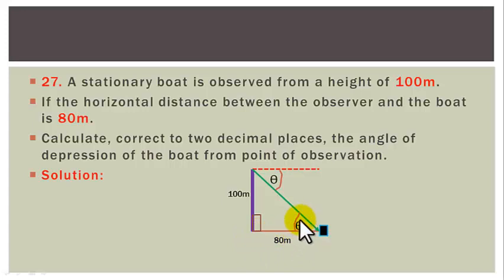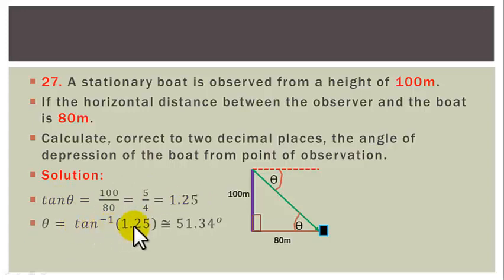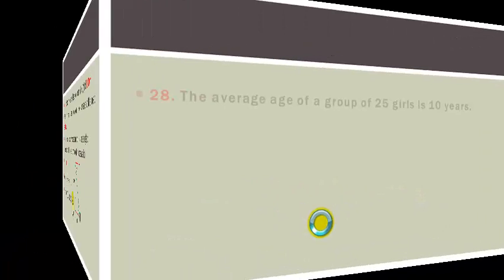So therefore, tan theta is equal to opposite all over the adjacent. That is, tan theta is equal to 100 all over 80. 20 will cancel 80 to give us 4. It will cancel 100 to give us 5. So therefore, tan theta is equal to 5 all over 4, which is equal to 1.25. If tan theta is equal to 1.25, then theta is equal to arctan 1.25, which is approximately equal to 51.34 degrees to 2 decimal places.